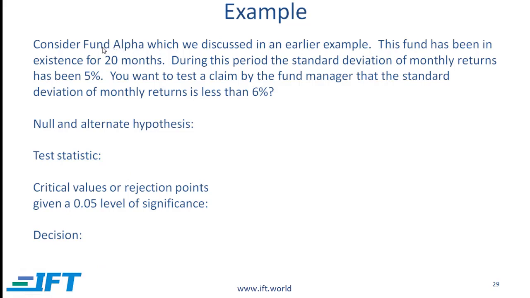Let's look at an example. Consider fund Alpha, which we discussed in an earlier example. This fund has been in existence for 20 months. During this period, the standard deviation of monthly returns has been 5%. You want to test a claim by the fund manager that the standard deviation of the monthly returns is less than 6%. So do this on your own before you look at the answers on the subsequent slides.